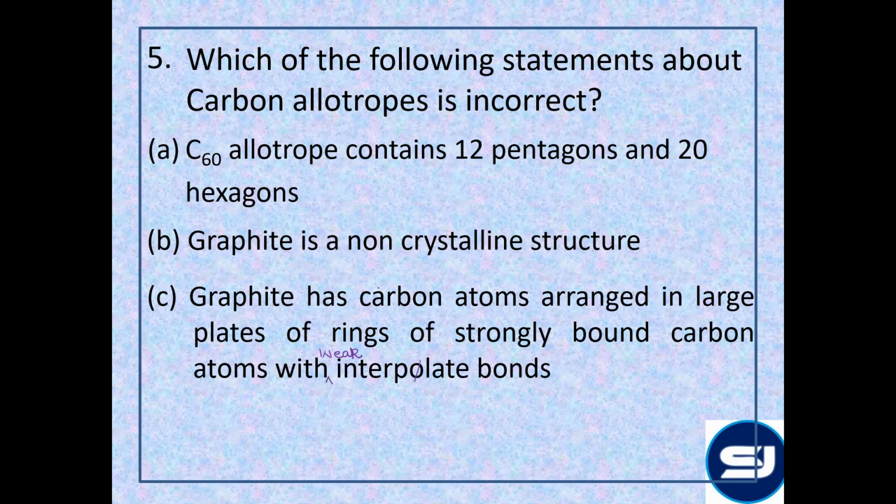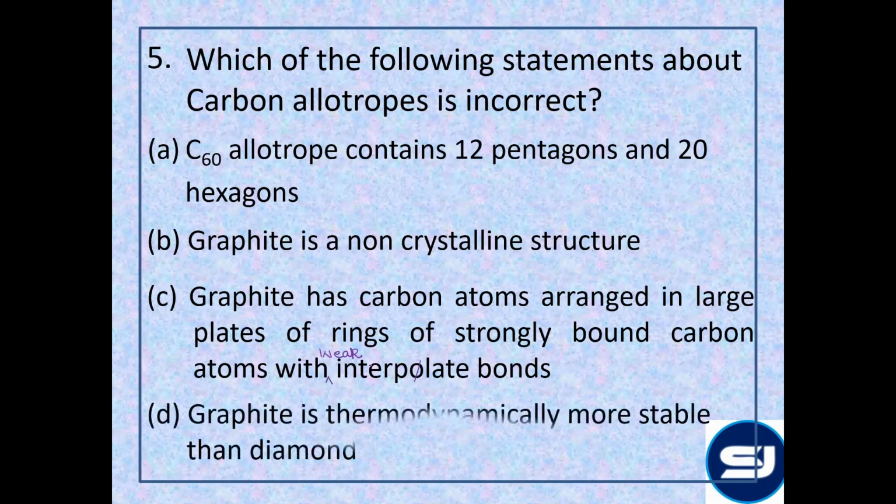So this statement is defining the structure of graphite. It has carbon atoms arranged in large plates of rings of strongly bound carbon atoms within the layer. Mind that. With interplate bonds, meaning the weak delocalized bonds between the plates are called interplate bonds. So this is a correct statement.